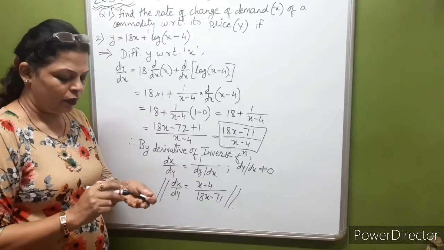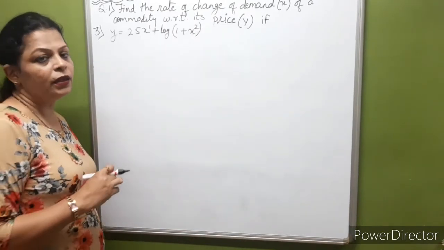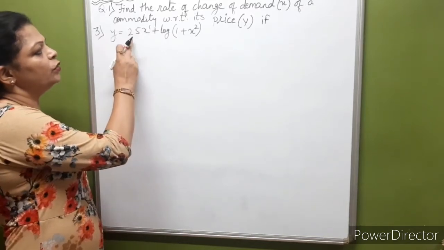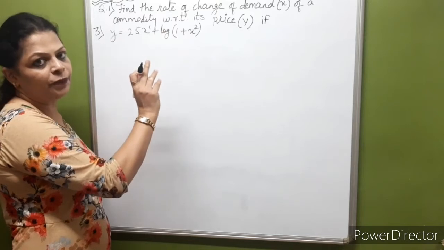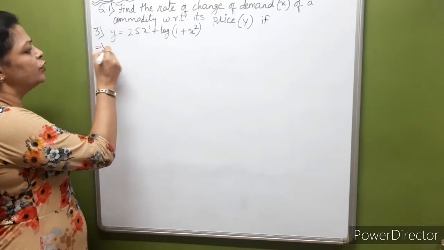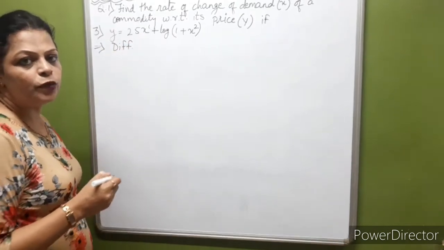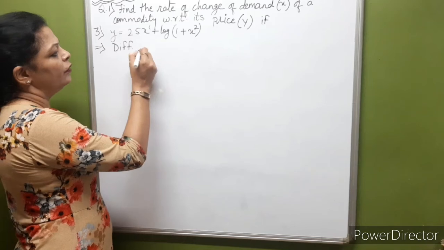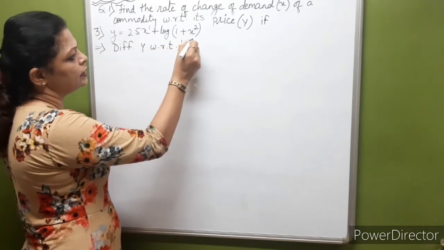Understood? Now let us start with the third sum. So see the third sum. y is equal to 25x plus log of 1 plus x square. And we have to find dx by dy. So first, as usual, let us differentiate y with respect to x. Differentiating y with respect to x.